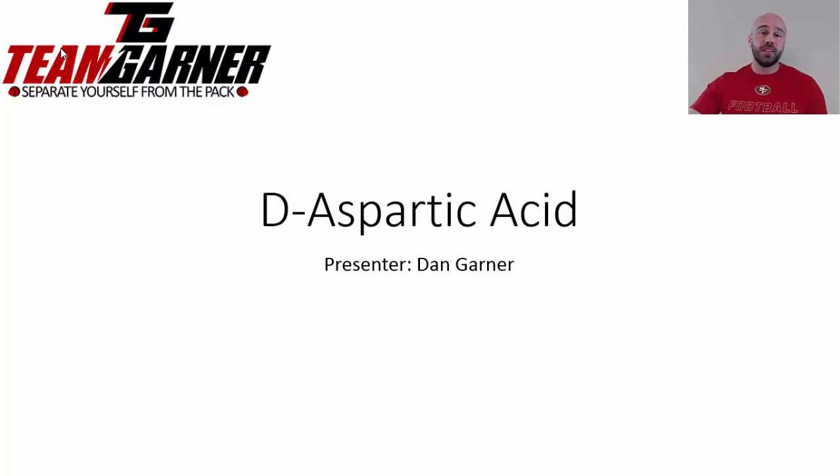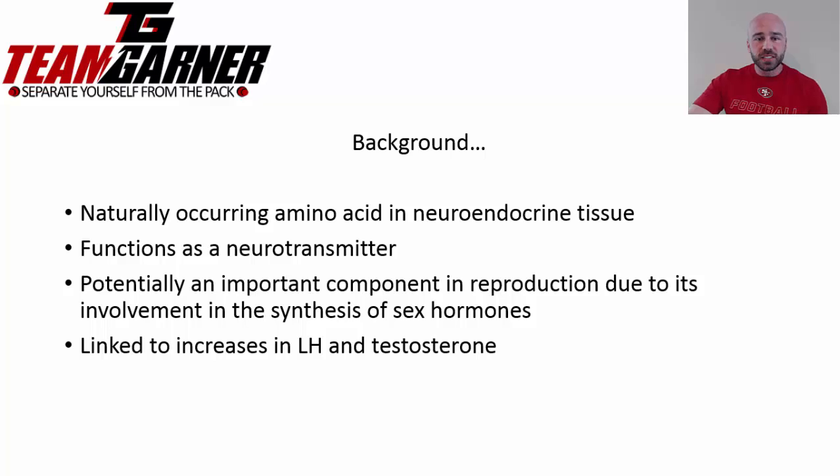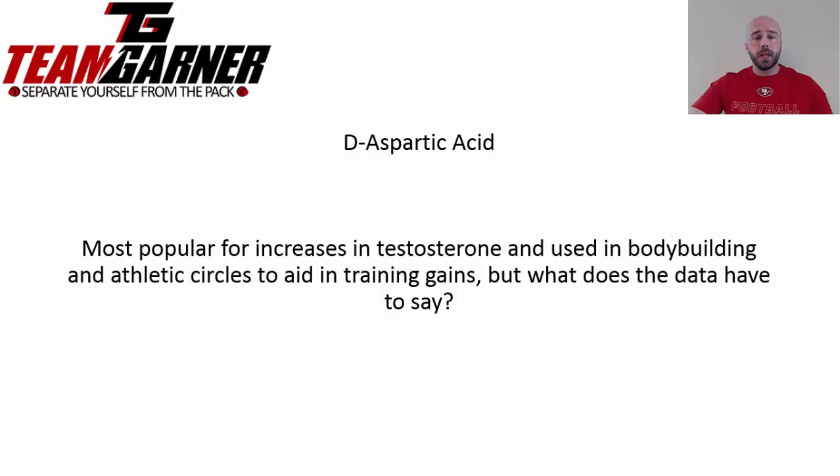So this is a presentation I want to make for you guys just to let you know what's out there on this supplement as opposed to what's on the label of some products. So I'll give you a little background on D-Aspartic acid. It's a naturally occurring amino acid in neuroendocrine tissue. It functions as a neurotransmitter. It's potentially an important component in reproduction due to its involvement in the synthesis of sex hormones, and it is linked to increases in luteinizing hormone and testosterone.